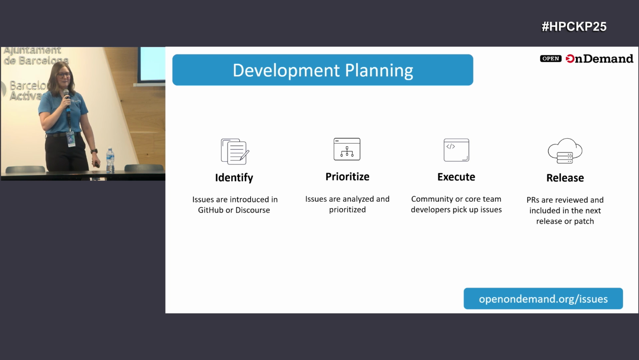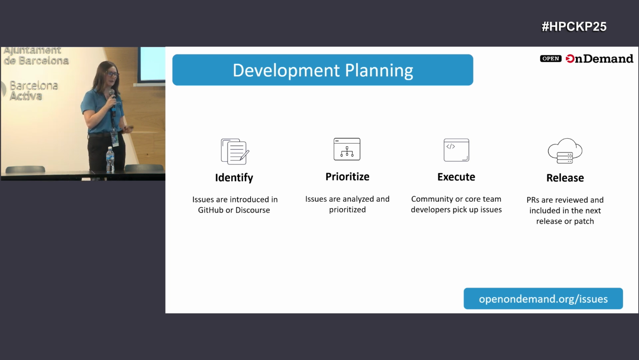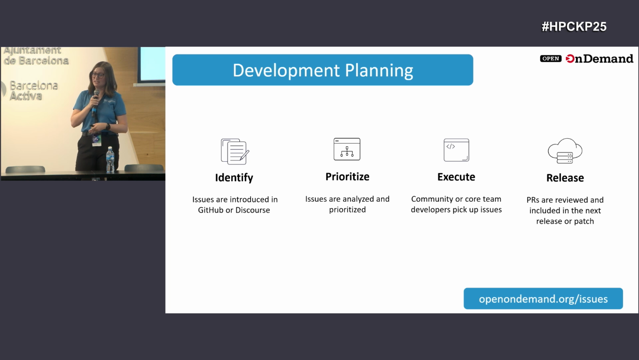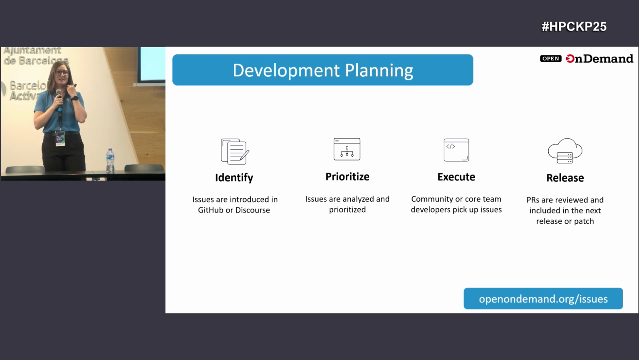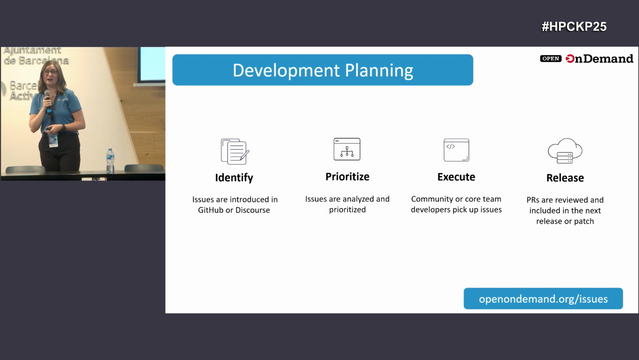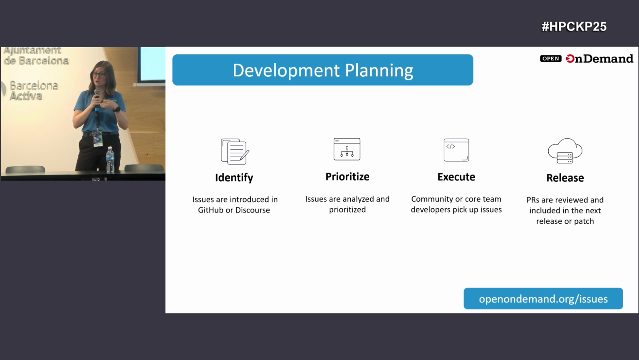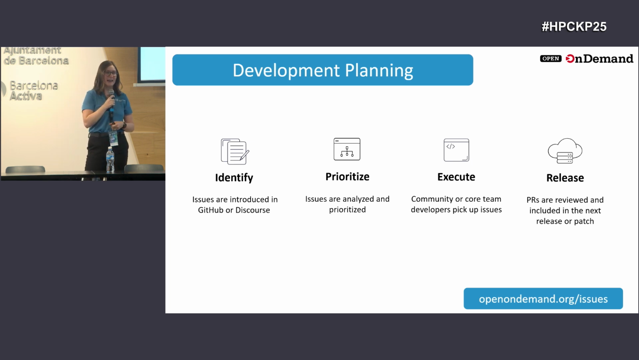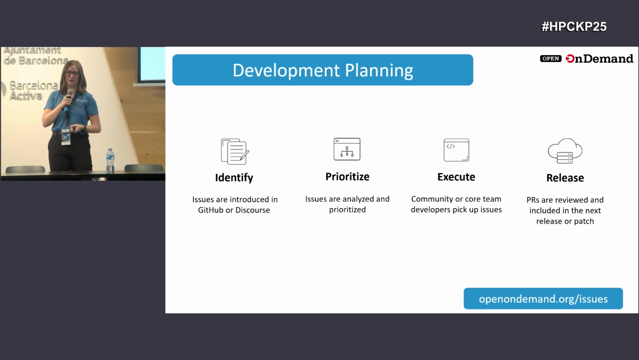And some of our development planning, which is probably very similar across the board with other projects, but this is what it looks like. We identify issues. They come in through GitHub or Discourse. Then we do a little bit of prioritization with the team, where we analyze them, look into them a bit further, and prioritize them. Then we either grab those issues, or we do have some really great community members that are contributing back code, or we'll grab some of the issues coming in and they take them. And then those PRs are reviewed and planned for either the next patch or next release.